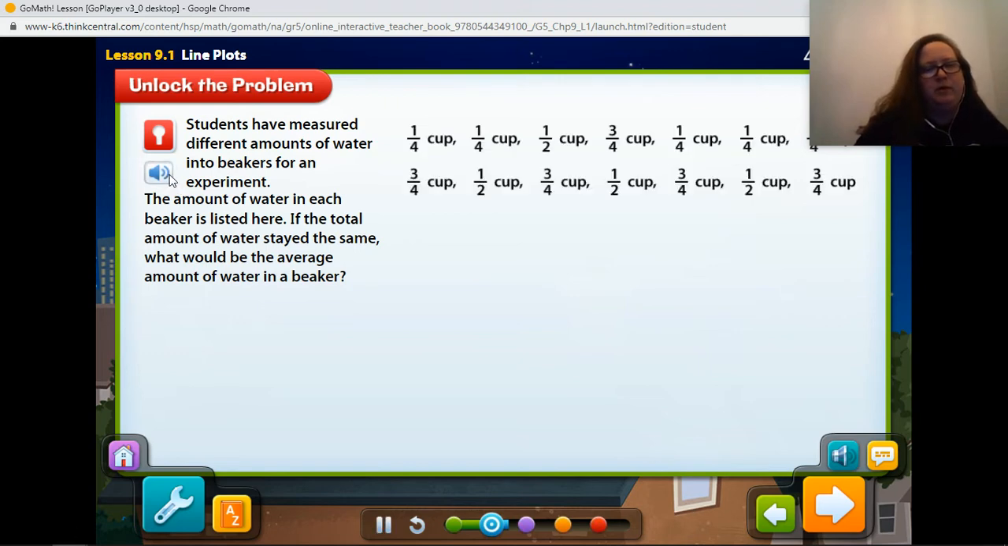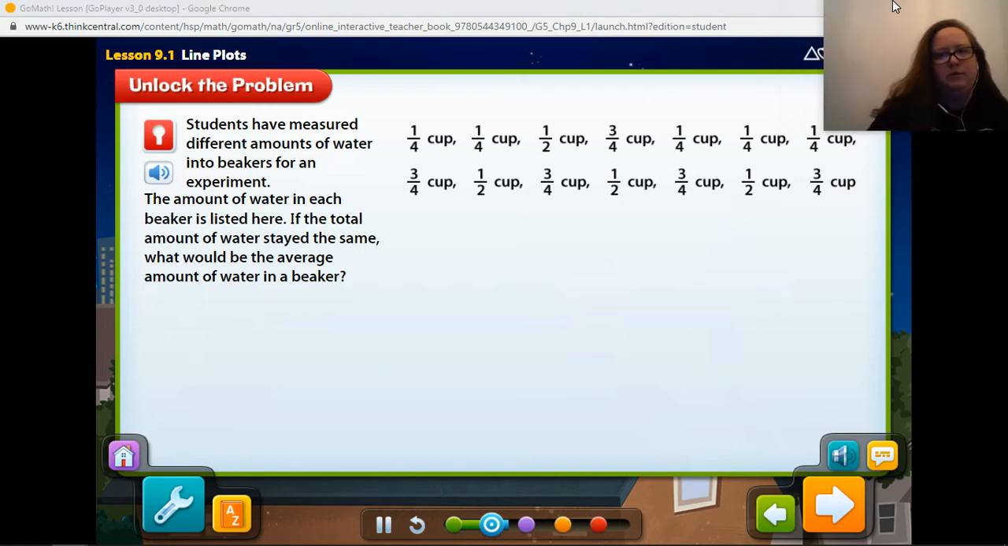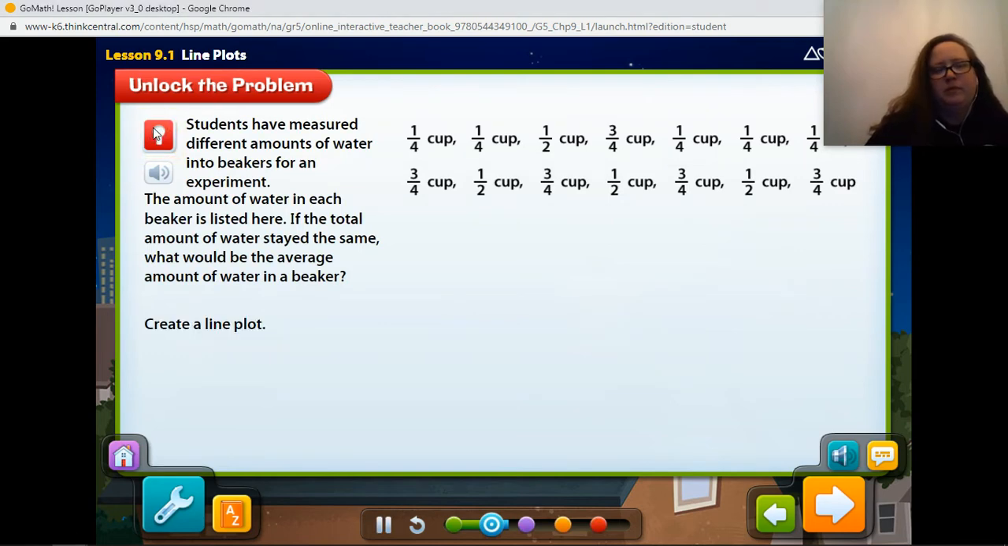Students have measured different amounts of water into beakers for an experiment. The amount of water in each beaker is listed here. If the total amount of water stayed the same, what would be the average amount of water in a beaker? Let's unlock this problem. Create a line plot. Before you count the number of cups of each amount, you need to create the line plot.